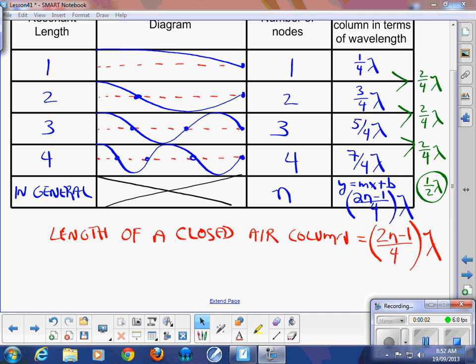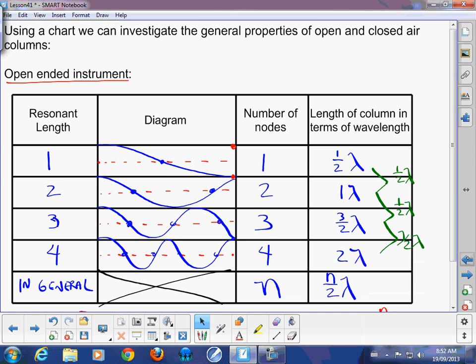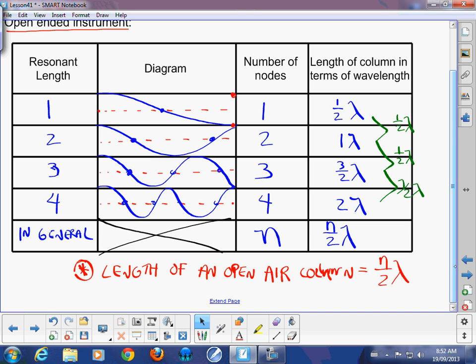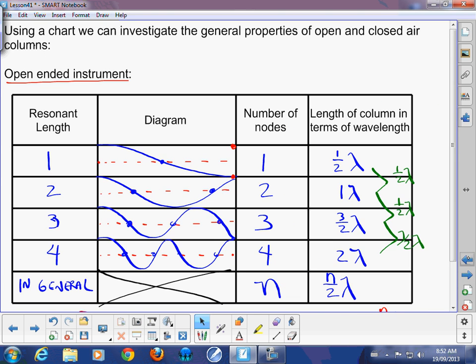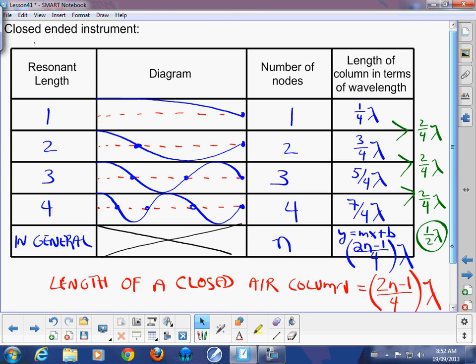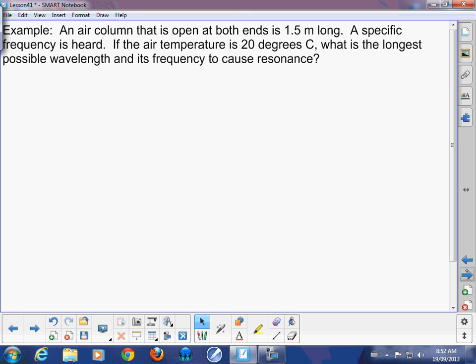All right, so we've developed two formulas for air columns. Our first one is for a closed-ended air column, and the other one is for an open-ended air column. A couple of examples, something that you're going to see in the homework.